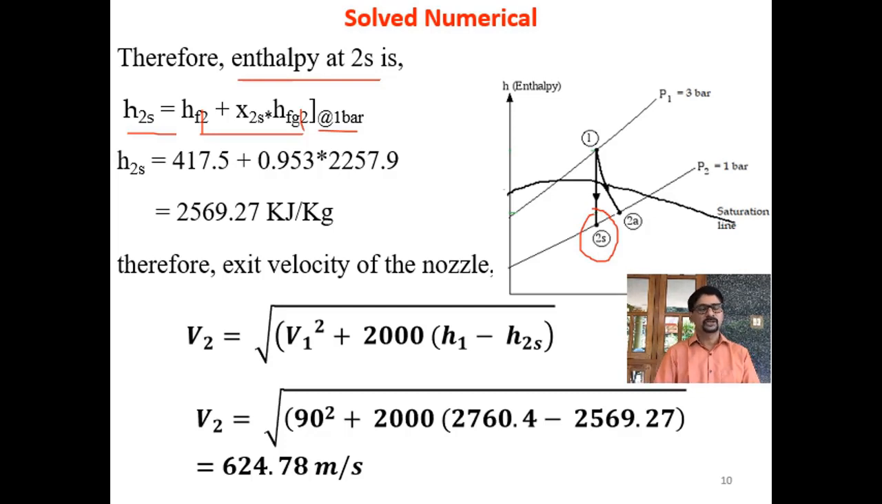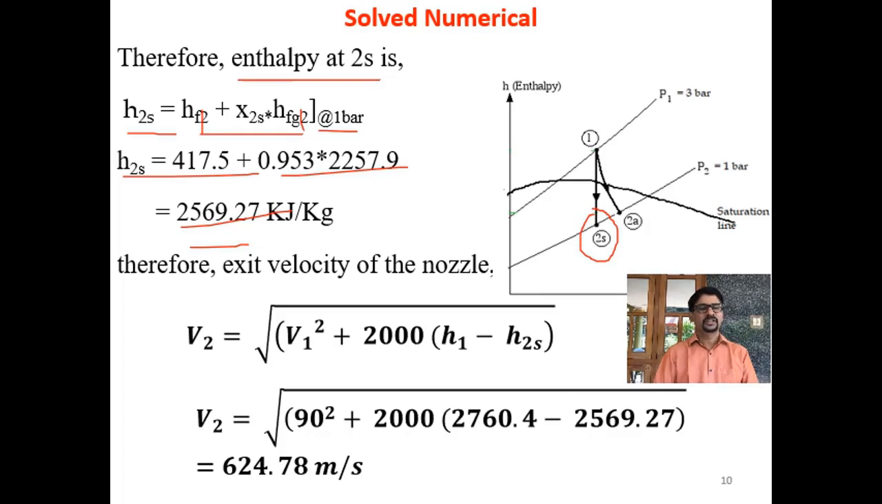Or if you want, you can write hf2s plus x2s hfg2s, because 2s indicates the state. That is also better. Choice is yours, so I'll leave it to you. I'll substitute for hf, hfg and x2s, and I get the enthalpy at point 2s, or at the end of the isentropic expansion, as 2569.27 kilojoules per kg.